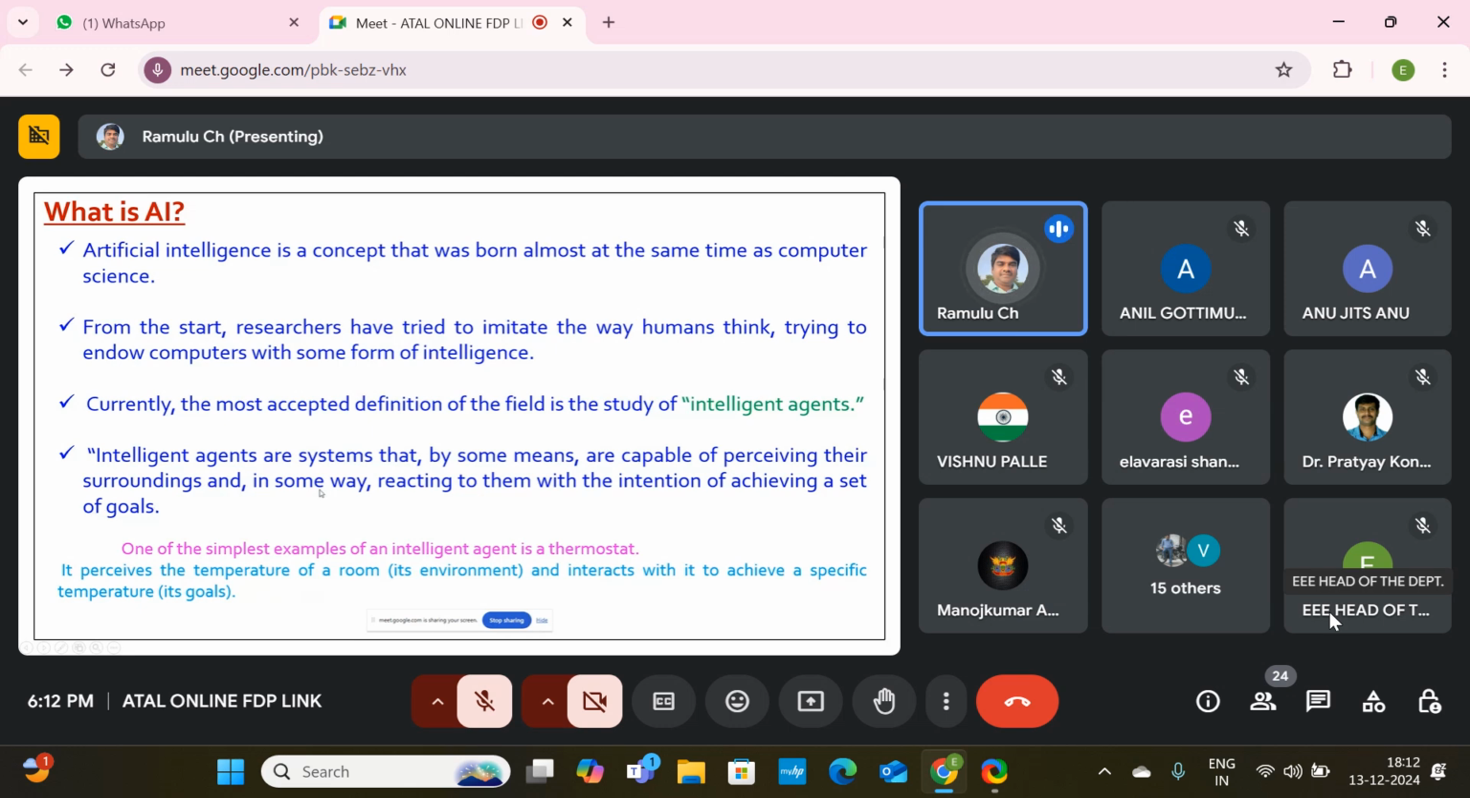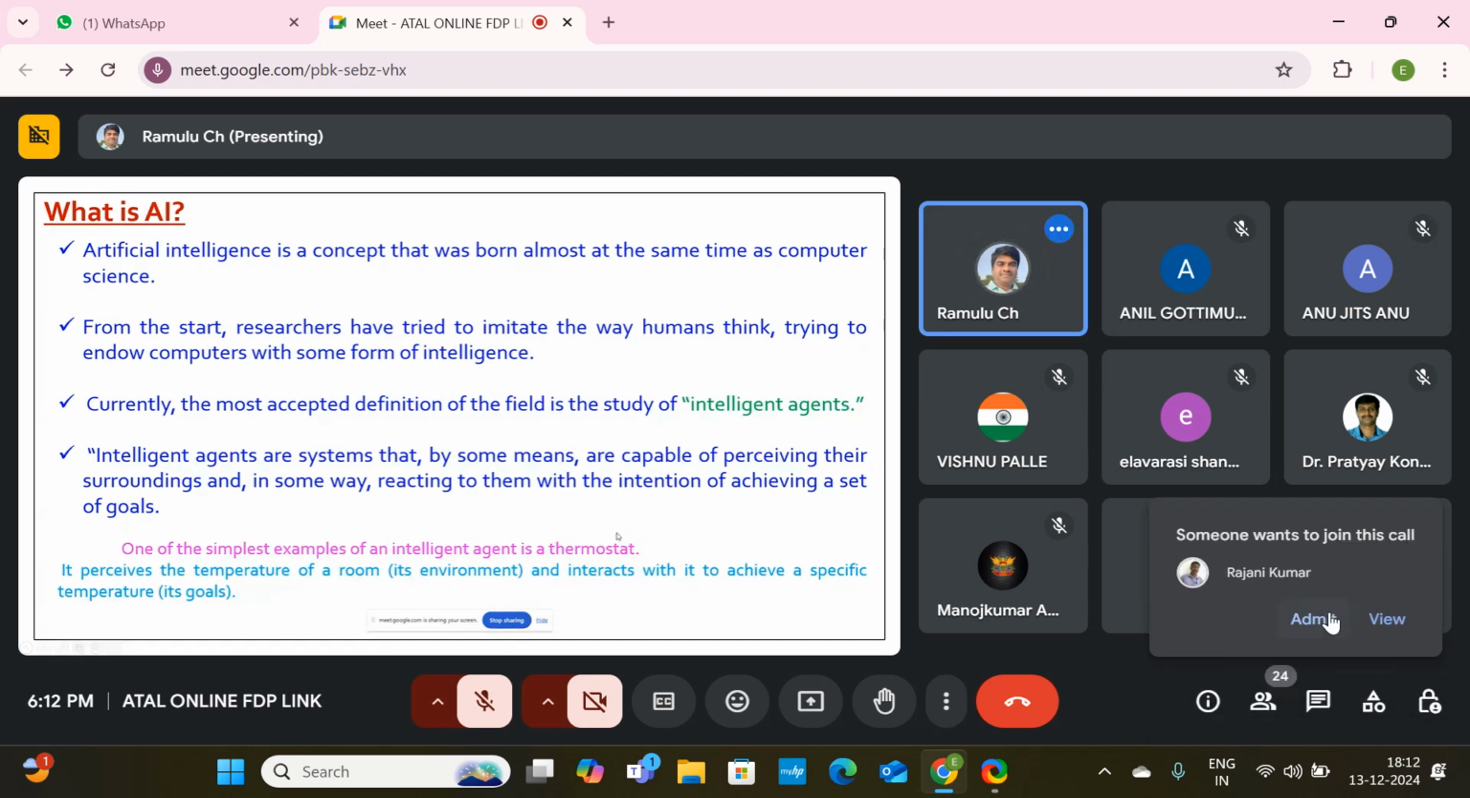Then one best example. The AI definition we have seen is about intelligent agents. Intelligent agents are systems capable of getting some data and, according to that data, producing the required output. One of the simplest examples of an intelligent agent is a thermostat. Take one example, a thermostat. It perceives the temperature of a room.